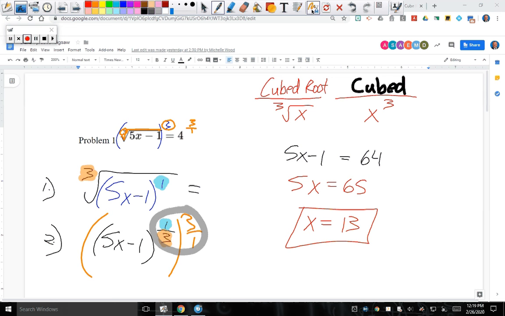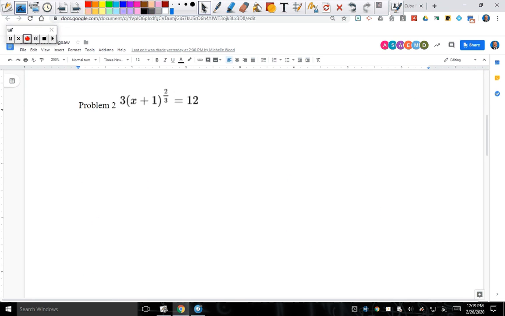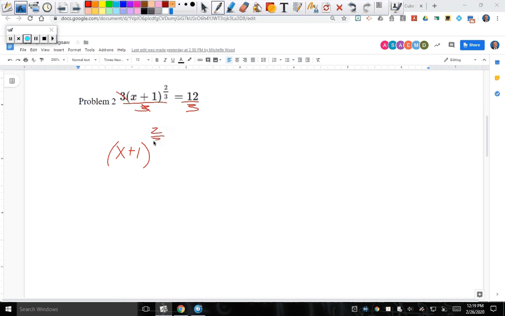Okay, so let's move on, we have a couple more examples before we go to lunch. Let's do this one. And this is why I stress the reciprocals, because these are the ones people tend to miss. Alright, let's solve for x. What do I do first? Divide by 3. So when I divide by 3, I would get x plus 1 raised to the power of 2/3 equals 4. You'll see what happened? We have to isolate the radical.